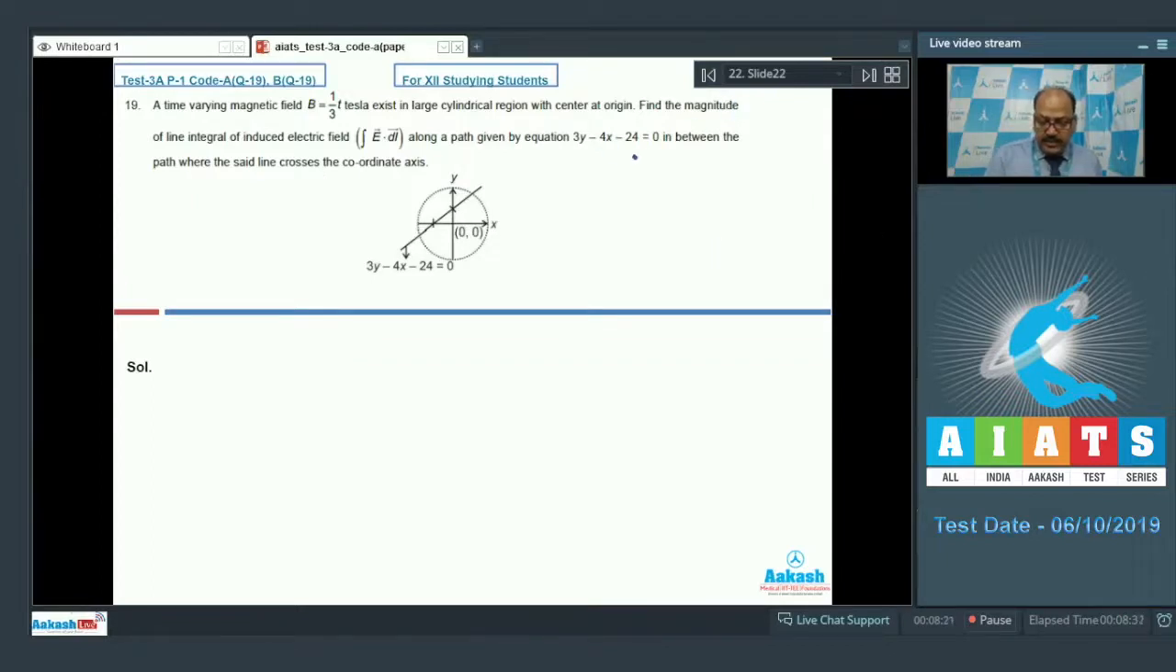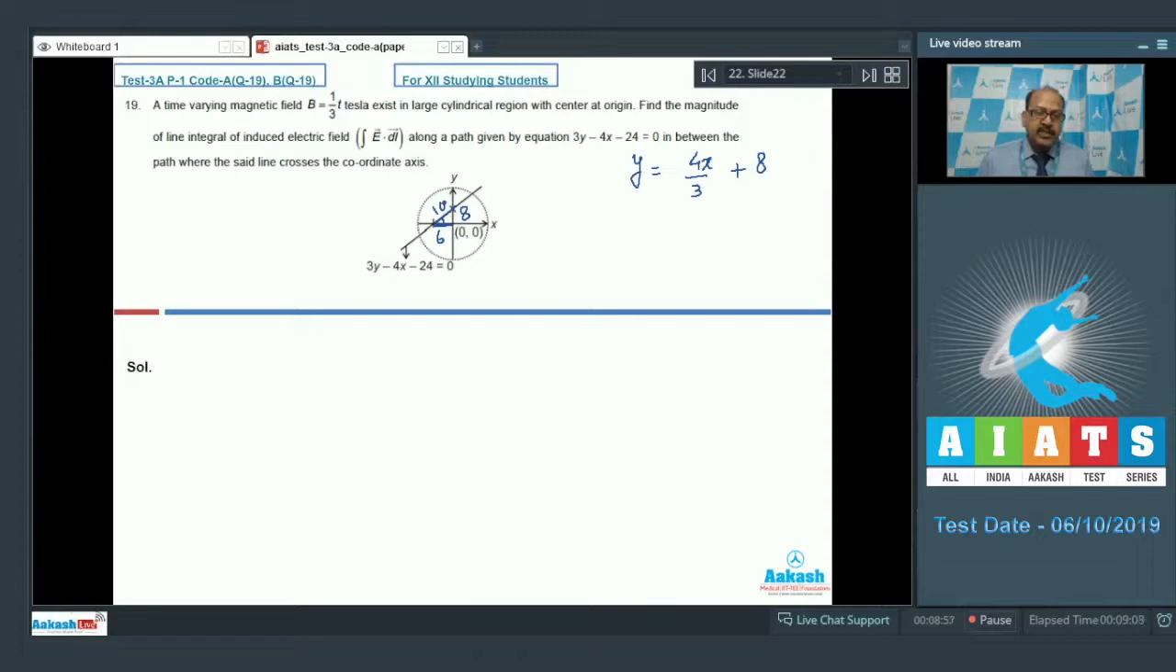We can write it as y is equal to 4x by 3 plus 8. This is the equation of a straight line, which means that this intercept is of 8 units. This angle is 53 degree because the slope is 4 by 3, which means this side is 6 and this length will be 10 units.